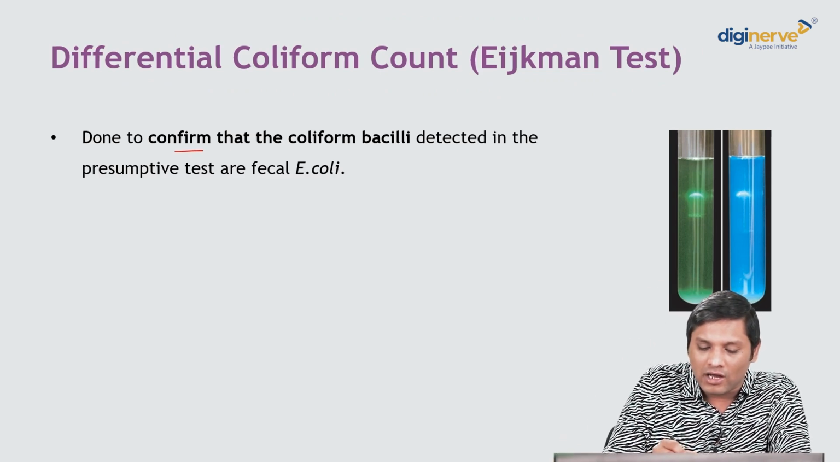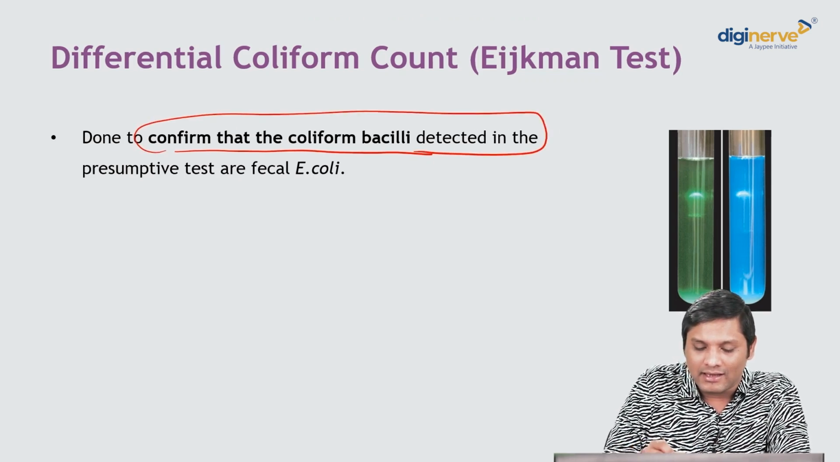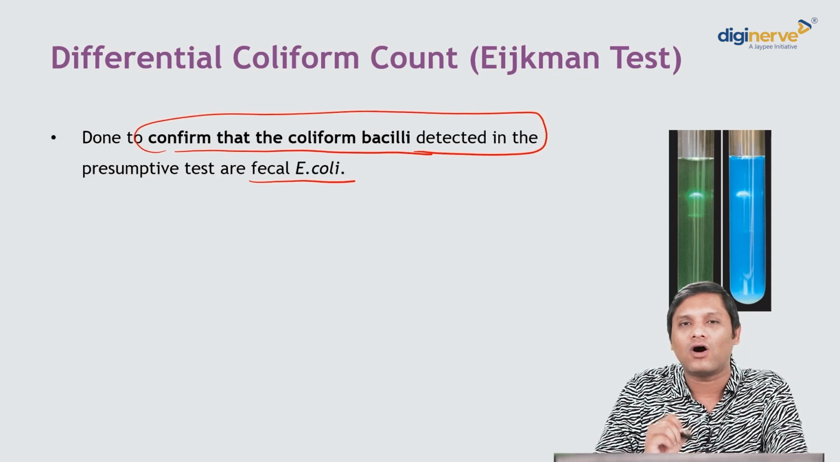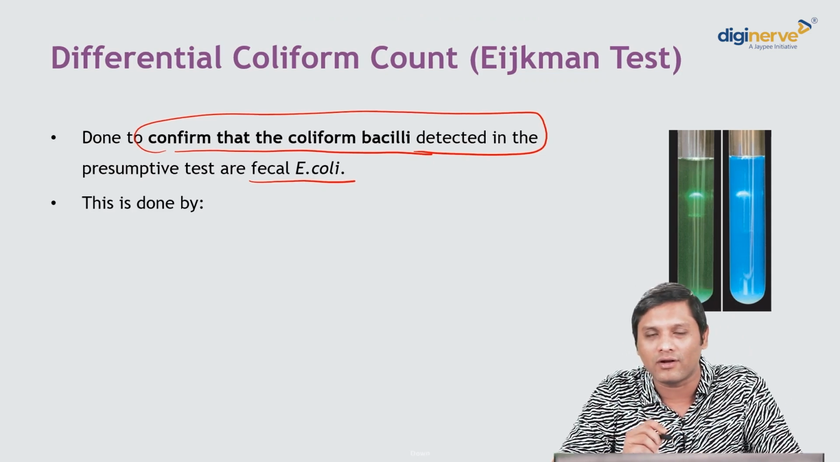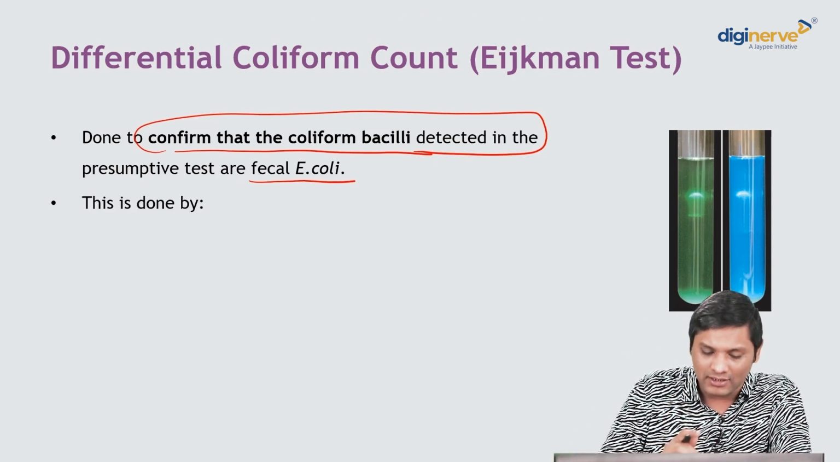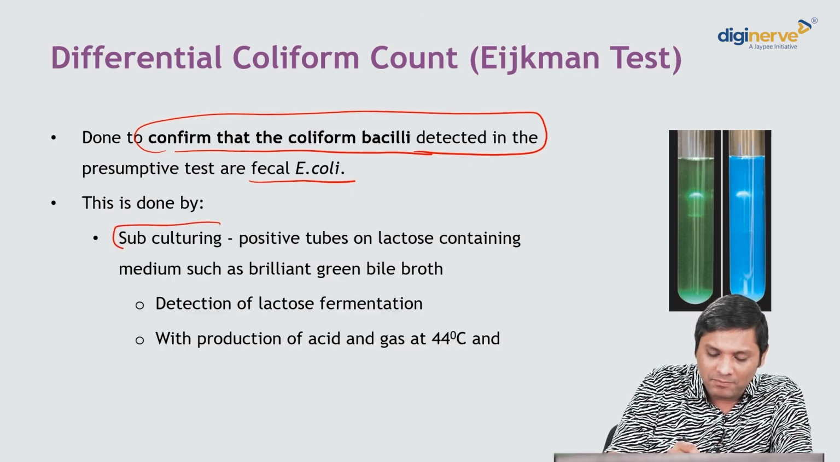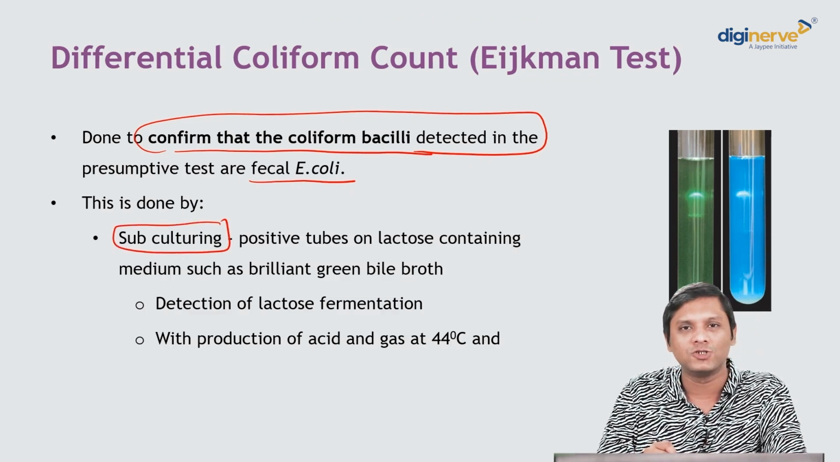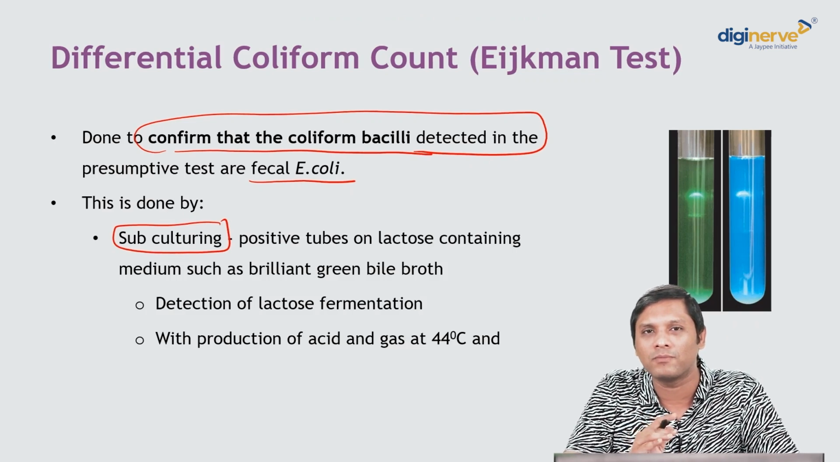It is done to confirm whether the coliform bacilli which are detected are fecal E. coli or thermotolerant E. coli or not. How is it done? It is done by two methods. One is subculturing the positive tubes, the yellow color MacConkey purple tubes.